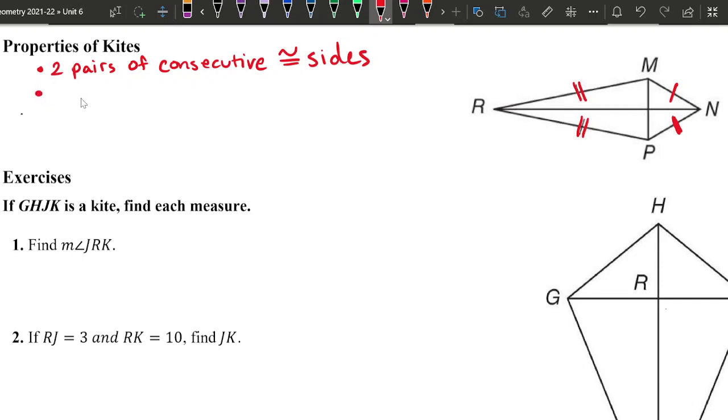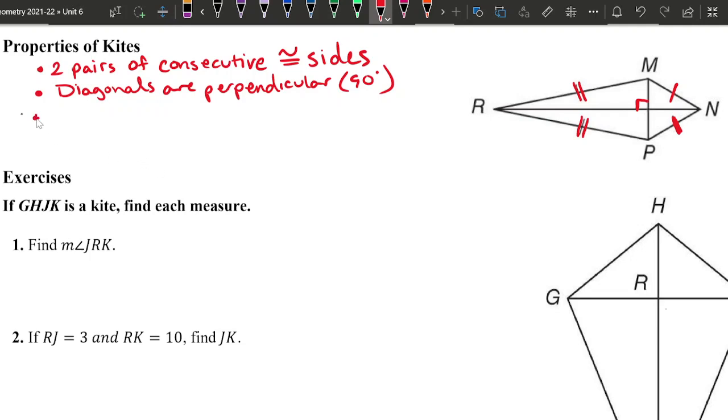The next one is that diagonals are perpendicular. So that means 90 degrees, right? Just like with a rhombus, the diagonals are going to make 90 degrees in the middle. So it's going to look like that. So that means we have a lot of right triangles that are going to help us in solving with kites.